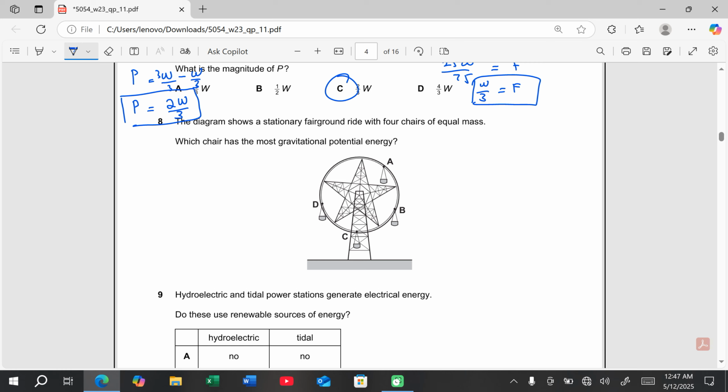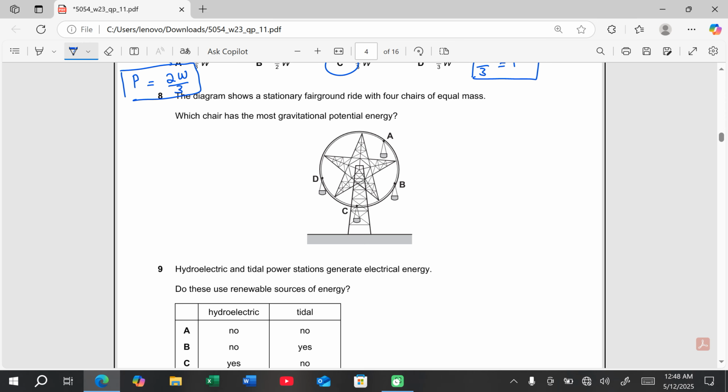The diagram shows a stationary fairground ride with 4 chairs of equal mass. Which chair has the most gravitational potential energy? The most gravitational potential energy is the one which has the greatest height, right? So which one is the greatest height? This is A. This is the greatest height from the ground, so it has the greatest potential energy.